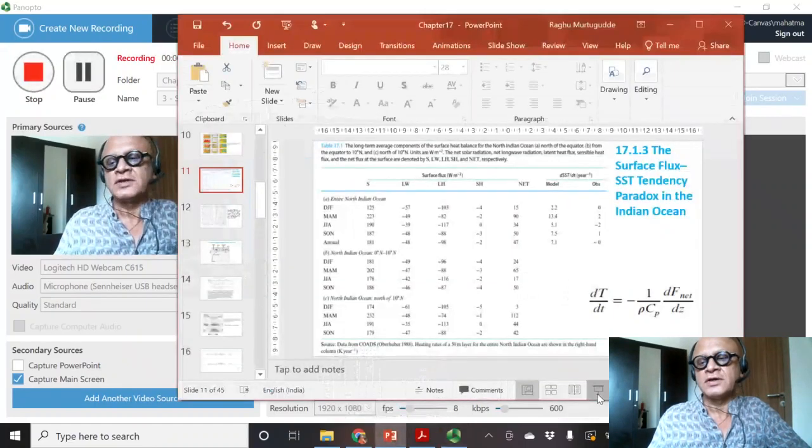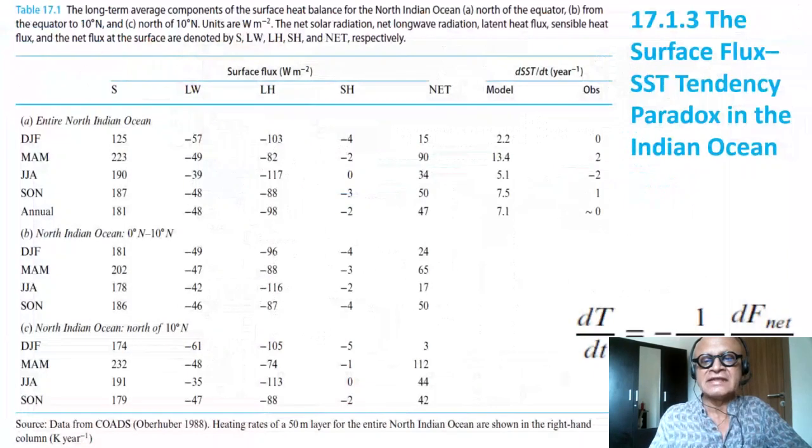If we look at the surface fluxes and the SST tendency, obviously you will need to invoke some ocean dynamics to explain it. The book calls it a paradox, but I'm not so sure that's necessarily a paradox. So this is the long-term average components of the surface heat balance for the North Indian Ocean, which is not always clearly defined, but generally it's up north of 20 south, all the way to the northern border, and north of the equator, from the equator to 10 north and north of 10 north.